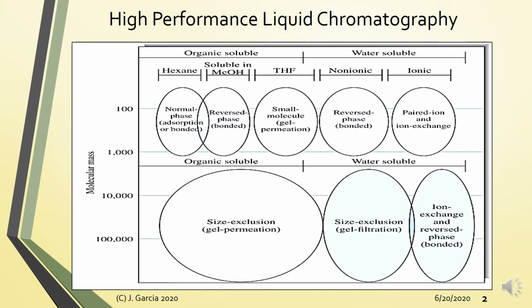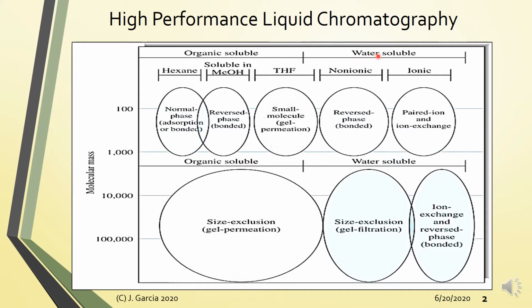Alright, so shown here are the different separation modes under HPLC. As you can see, the criteria for choosing which separation mode you should be using is based on the solubility of the analyte, and also its corresponding molecular mass. If you have organic soluble analytes, separation modes that you can use can either be the reversed phase or the normal phase. Well, actually both of these are useful for analyzing both organic and water soluble analytes.